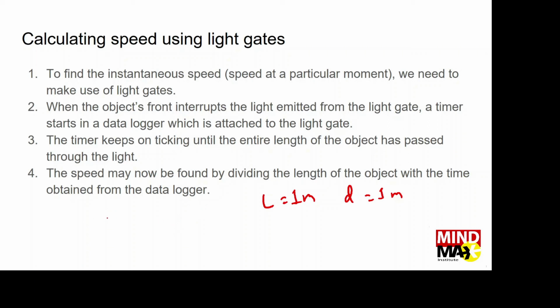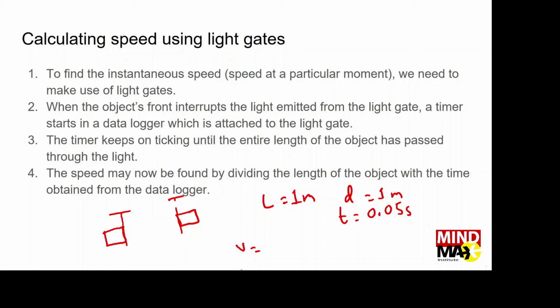And the time of interruption, meaning the time for the back of the object to completely leave the light gate, how much was it? It is the time between the front of the object touching the light gate, when the interruption started, and the back of the object leaving the light gate. Let's say we take this time to be, for example, 0.05 seconds.